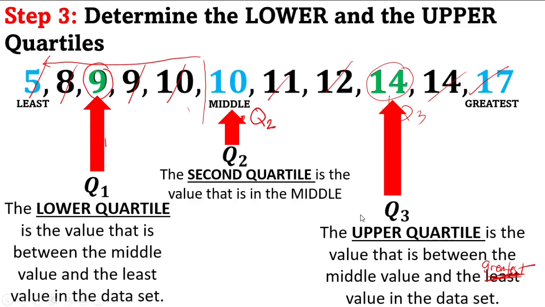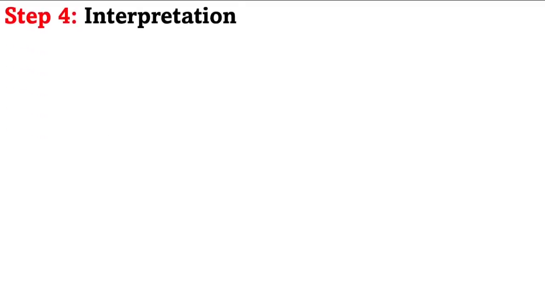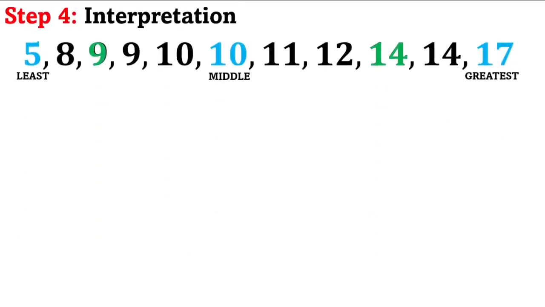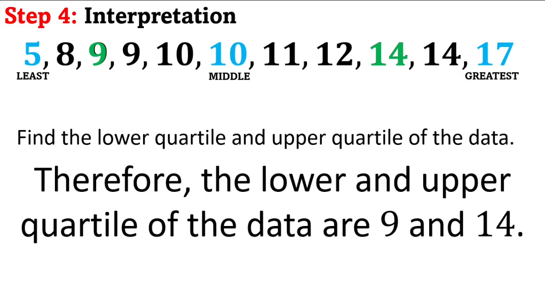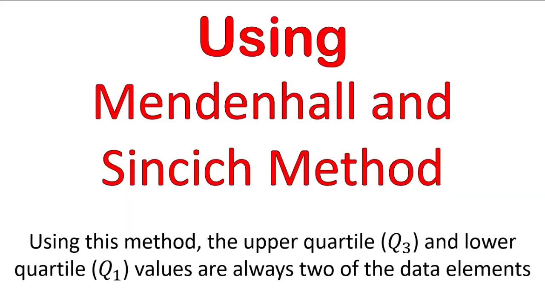So, given this, let us now interpret the whole distribution. So, find the lower quartile and the upper quartile of the data. Therefore, the lower and upper quartile of the data are 9 and 14. Okay, so that's how you analyze the whole distribution manually. Now, how about using a method called Mendenhall and Sincich method? So, using this method, the upper quartile and the lower quartile values are always two of the data elements.